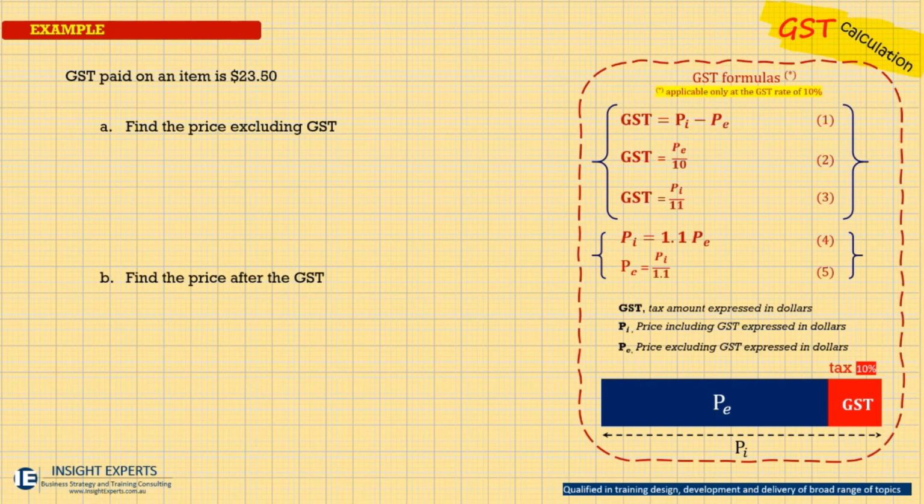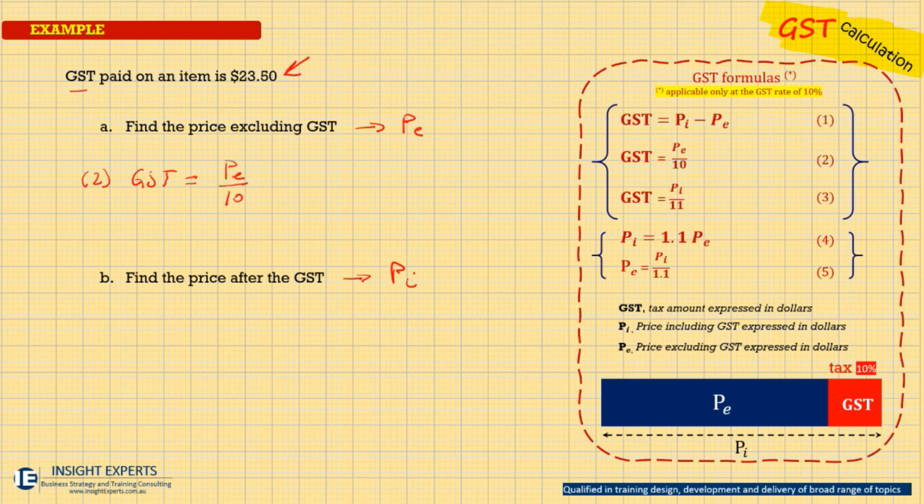This is an interesting question. This time we have the GST amount, and the question is to find the price before and after GST. So how do we find the price before and after GST when the GST amount is given? So again, what we want here is PE, the price excluding GST, and PI, when the GST amount is given. So we can look at equation number 2, which states that the GST amount is 1/10 of the price excluding GST.